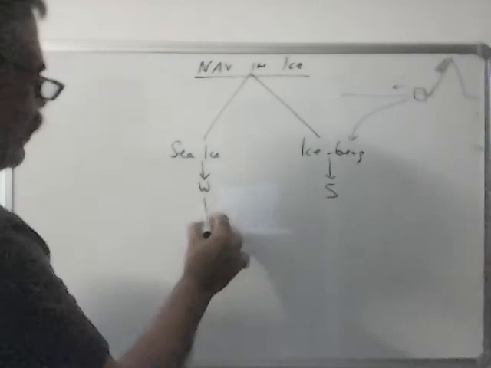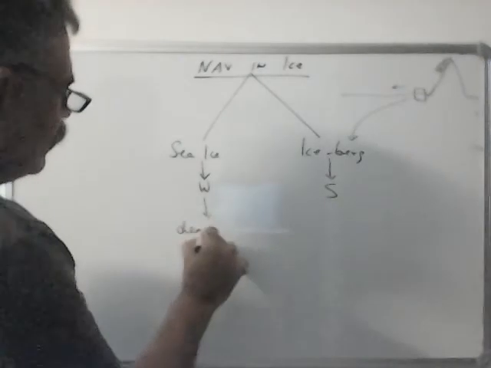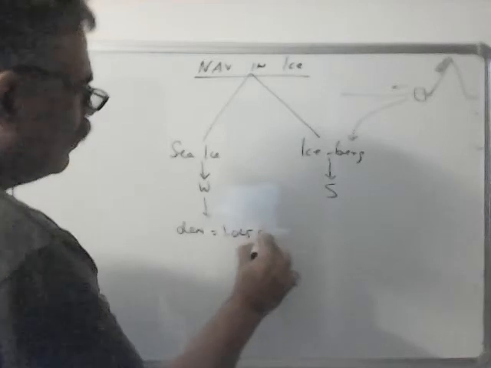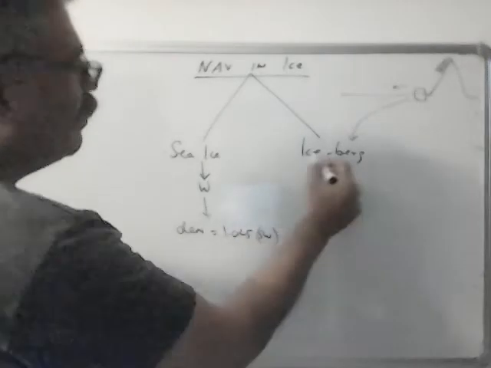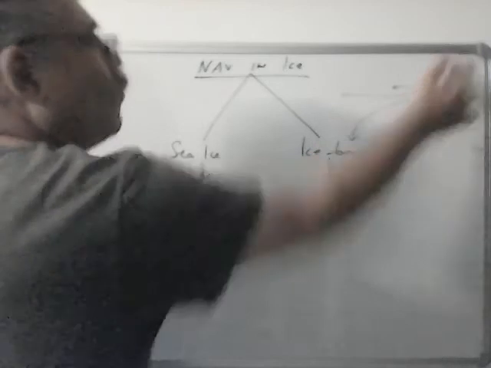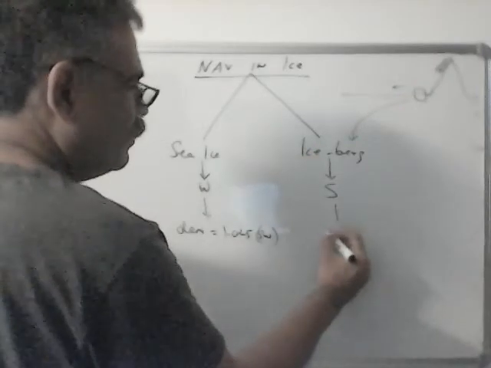Another difference is the density. Sea ice is salt water, and iceberg is formed by snow, so that is fresh water.